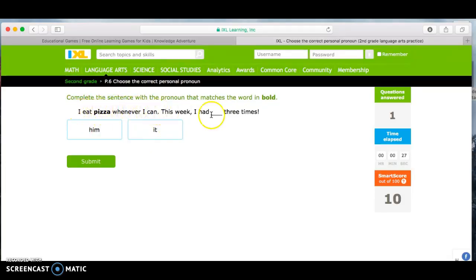I eat pizza whenever I can. This week I had it 3 times.